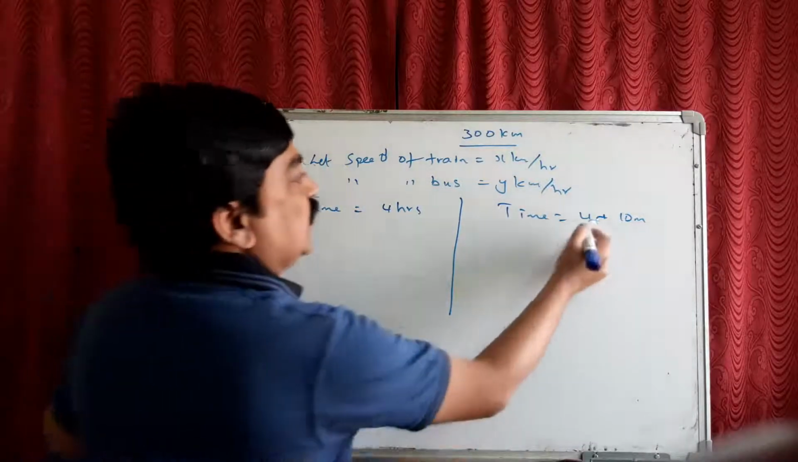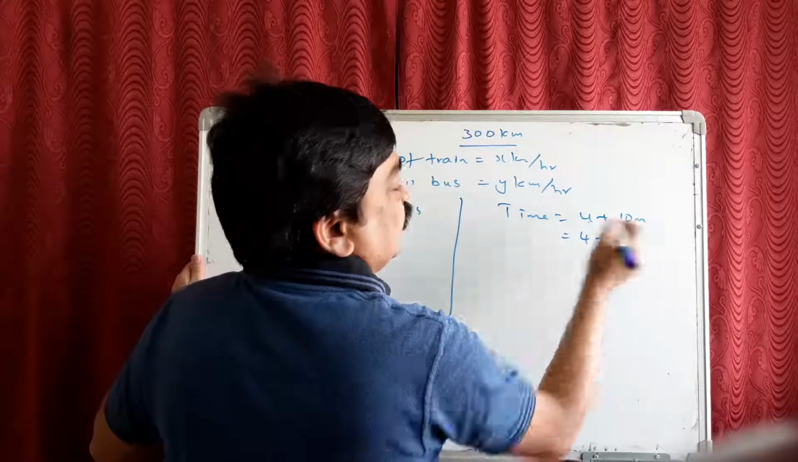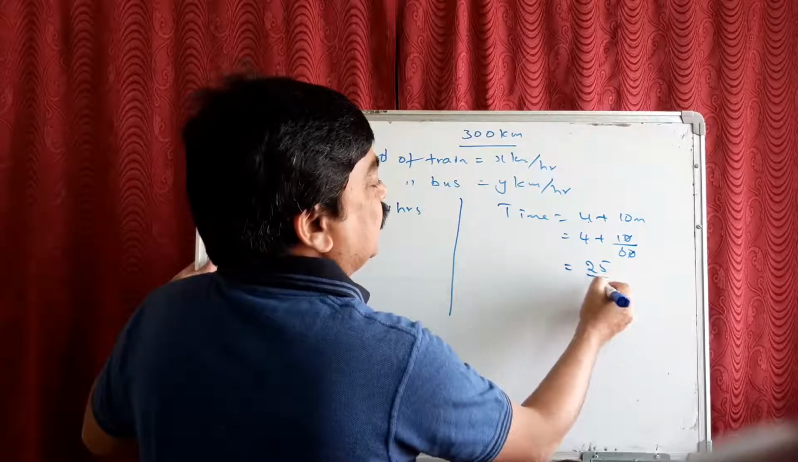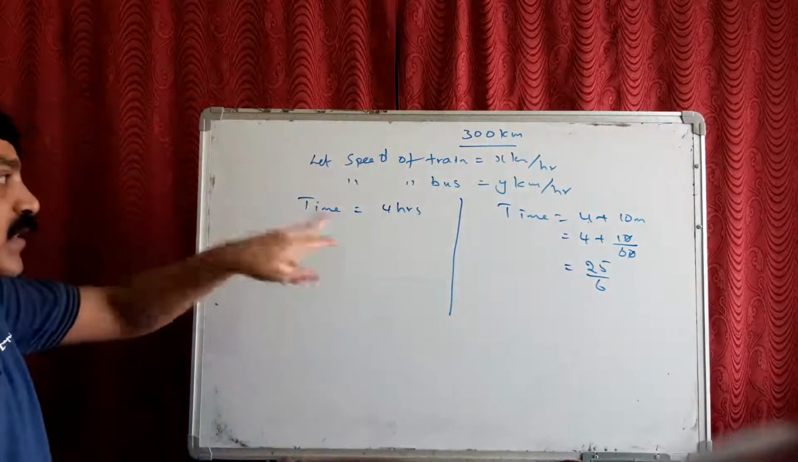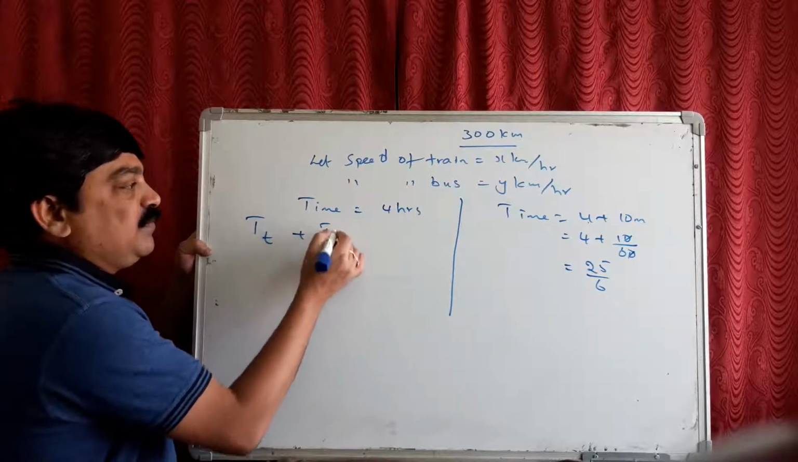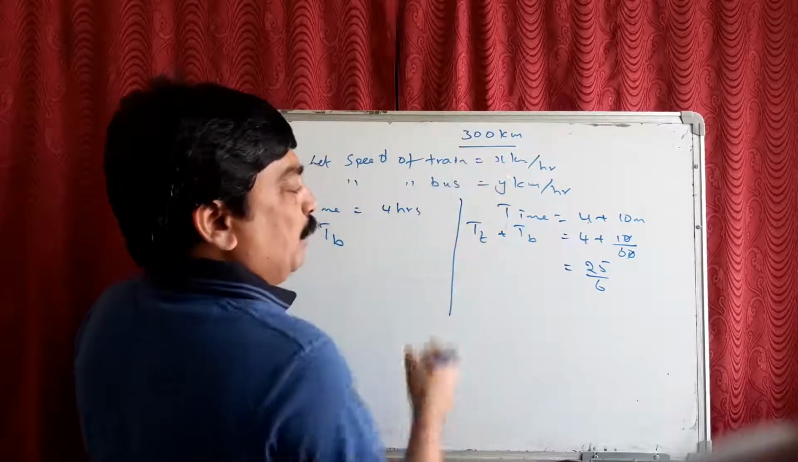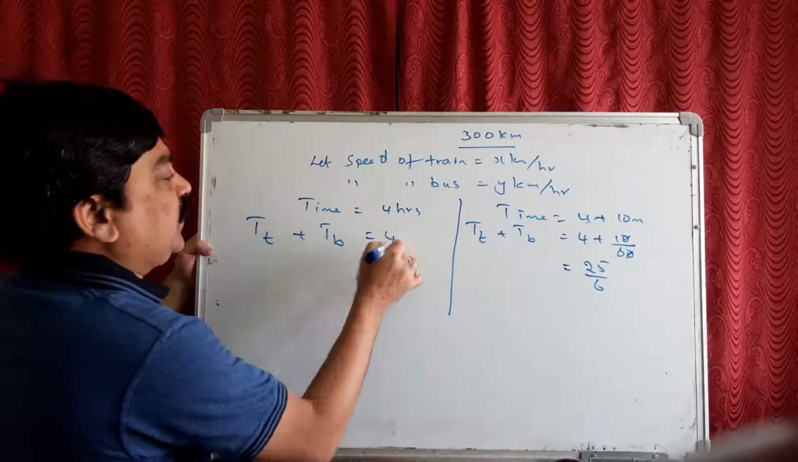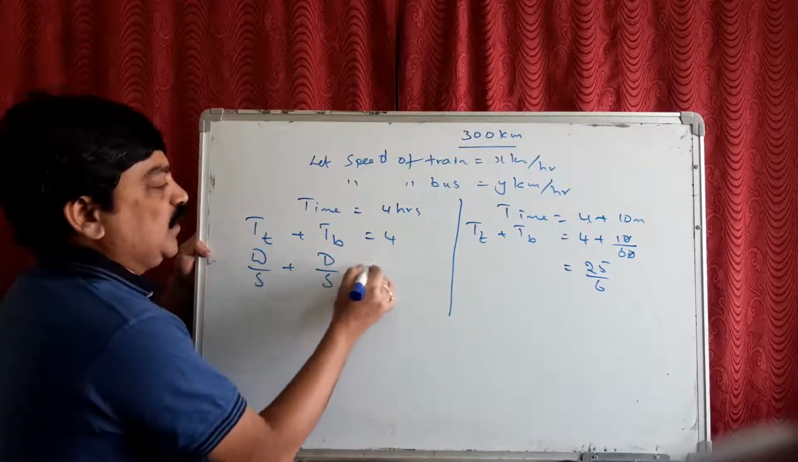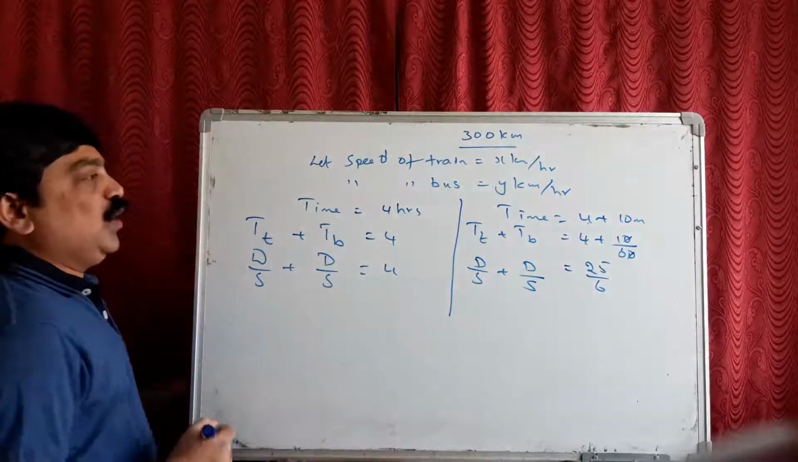So how to do this? This is hours and this is minutes. You take 10 by 60 because you have to convert everything into the same unit. This becomes 25 by 6. Now what is this time combining? This time is the time with train plus the time with bus. Here also, time with train and time with the bus. What is the formula of time? Distance by speed.